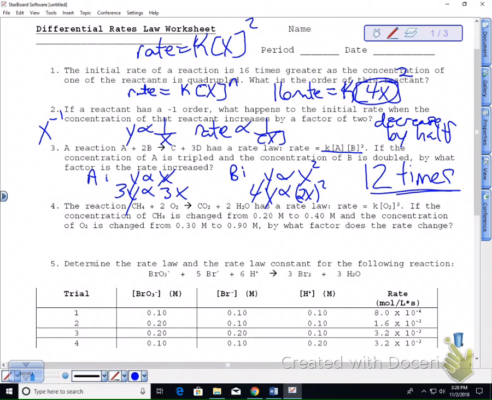So what do we do with it? Well, if it's not in the rate law, that means it is 0 order. In other words, it's independent. The rate is independent of the concentration of methane. So this 0.2 to 0.4 for methane has no effect. Zero effect on the rate. It's all got to do with the oxygen. So if I triple oxygen, that's 3 squared. That means my rate is going to increase 9 times.